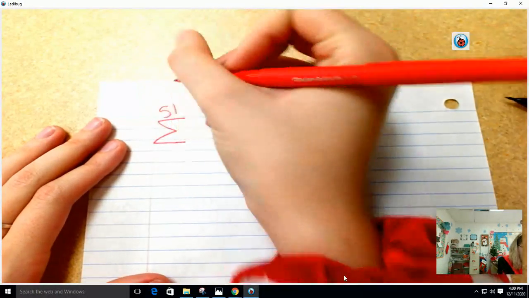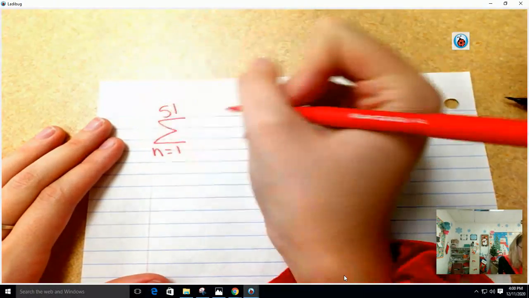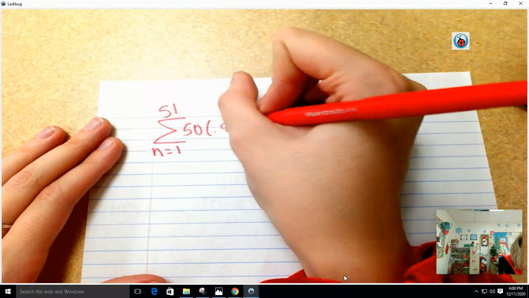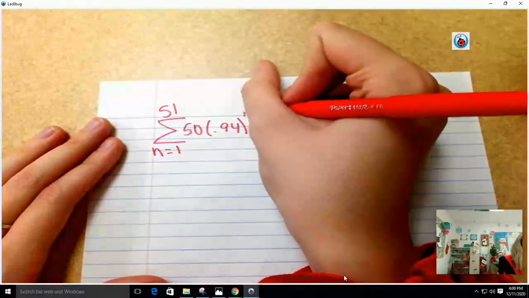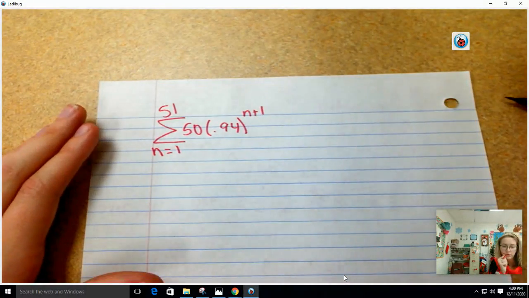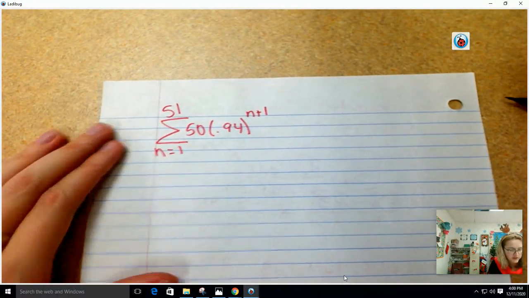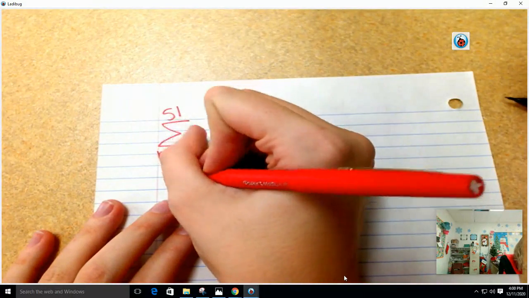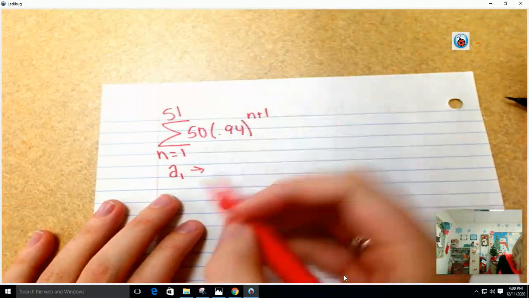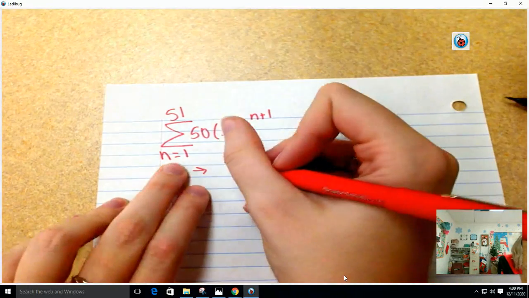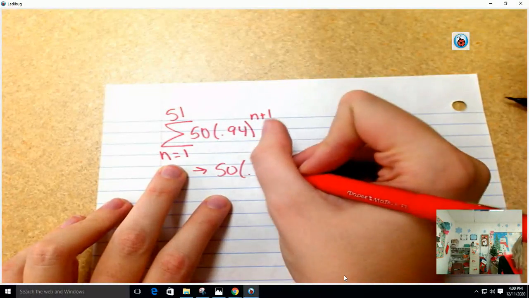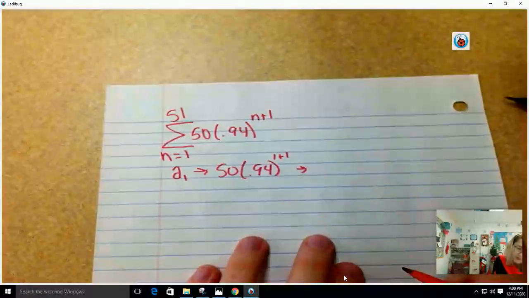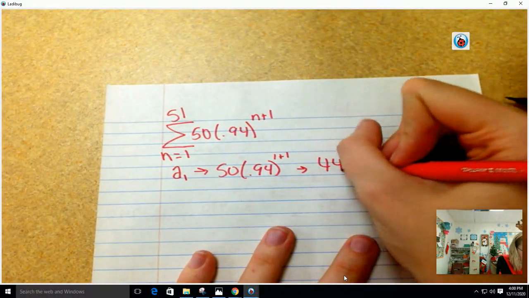So we're going to have 51 up top, n equals 1, and 50 times 0.94 to the n plus 1 power. We want to find the sum of this one. So the first thing we're going to have to find is our a sub 1. My a sub 1 for this one is going to be 50 times 0.94 to the 1 plus 1 power. You type that into your calculator and you're going to get 44.18.